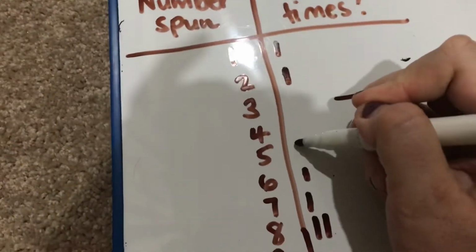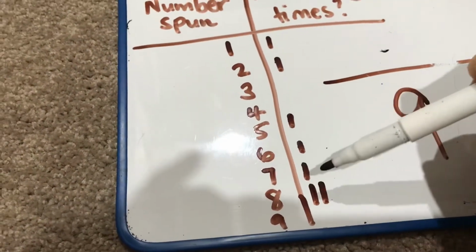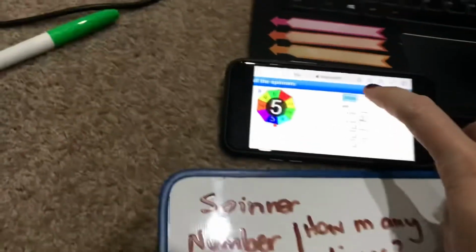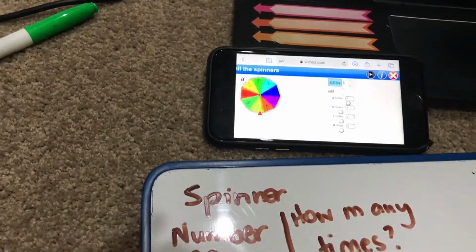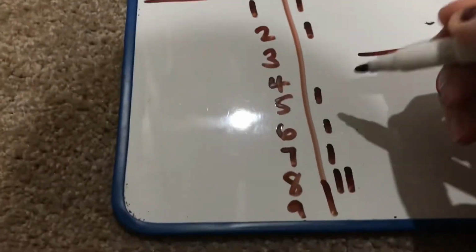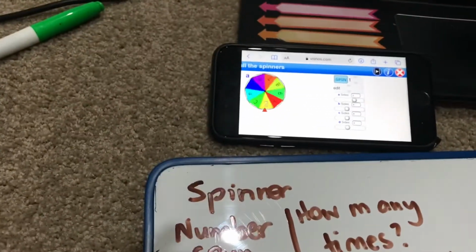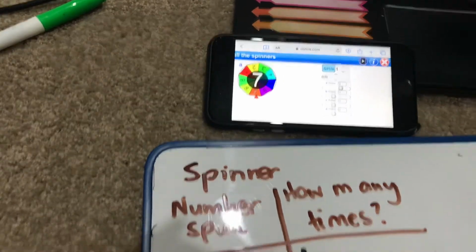The number 5. That is 1, 2, 3, 4, 5, 6, 7. 2 more spins. The number 5. Last spin. The number 7.